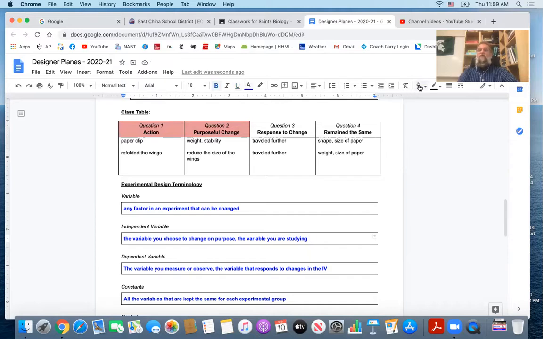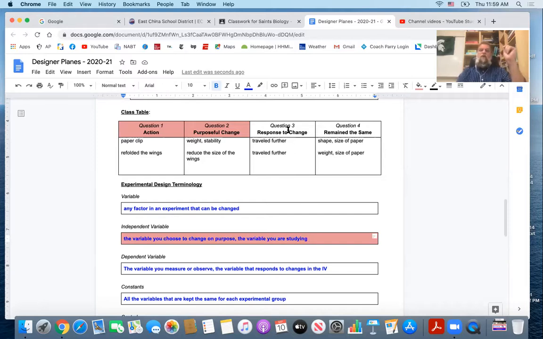And so to coordinate with that, I'll mark this red down here as well. The dependent variable then is the variable you measure or observe. So how do you know if your independent variable makes a difference? You've got to have something you can monitor, measure, observe, so you know if the change in your independent variable was making any difference. And in our case, that was distance. We were using the dependent variable of distance traveled to judge the quality of our plane.